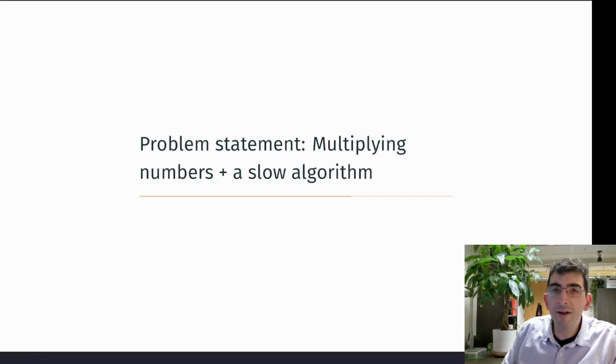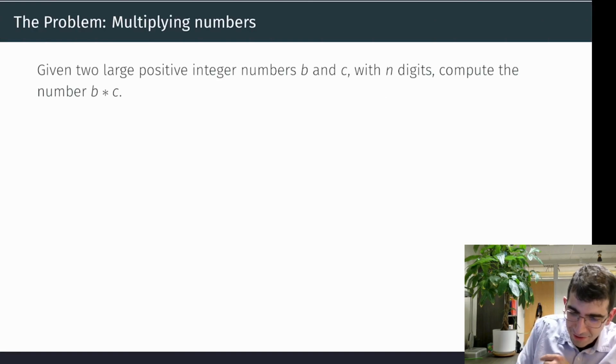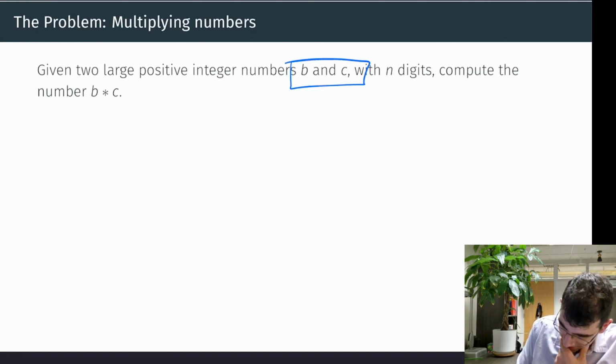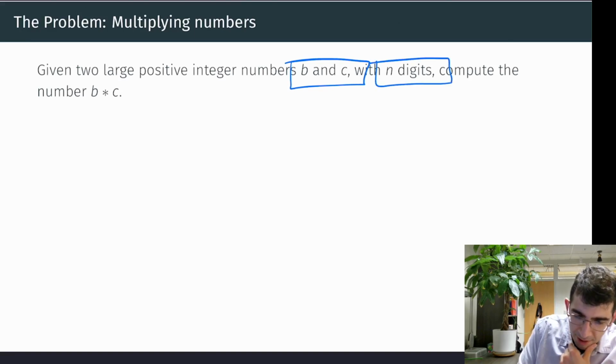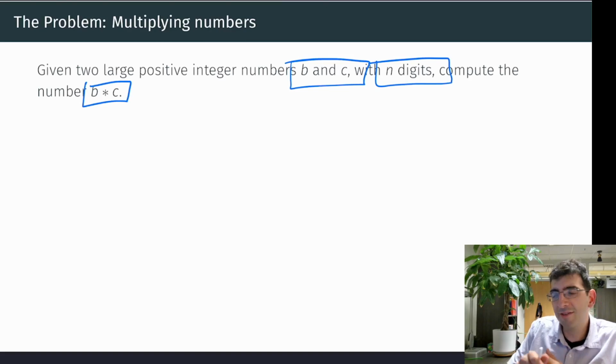Okay, so we are going to continue our discussion of divide and conquer algorithms by applying divide and conquer algorithmic techniques to a problem that everyone is hopefully already familiar with, namely multiplication. So simple multiplication. You have two integers, b and c, with n digits each, and we need to compute the number b times c. Pretty simple.